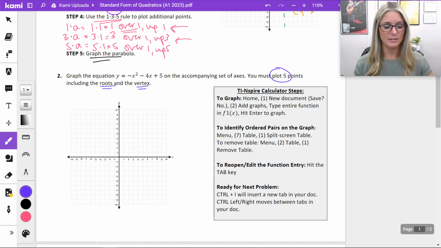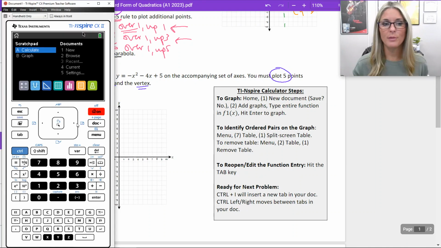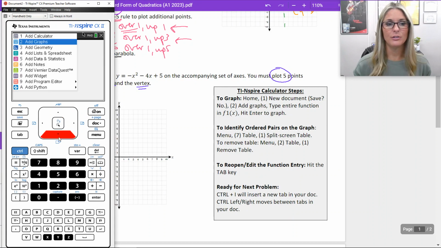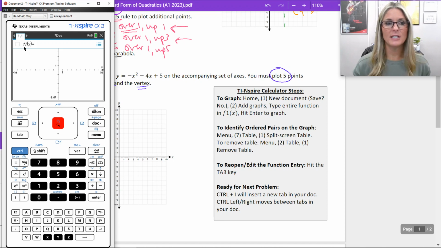So let's grab that calculator and let's graph number 2 using our calculator. So from your home screen, you definitely want to always use a new document. We are going to add a graphs page. When you open up a graph page, it's going to start with f1 of x equals. Essentially, this is saying y equals, and we're ready to rock and roll. So I still have it shown here on the screen. We're doing negative x squared minus 4x plus 5.